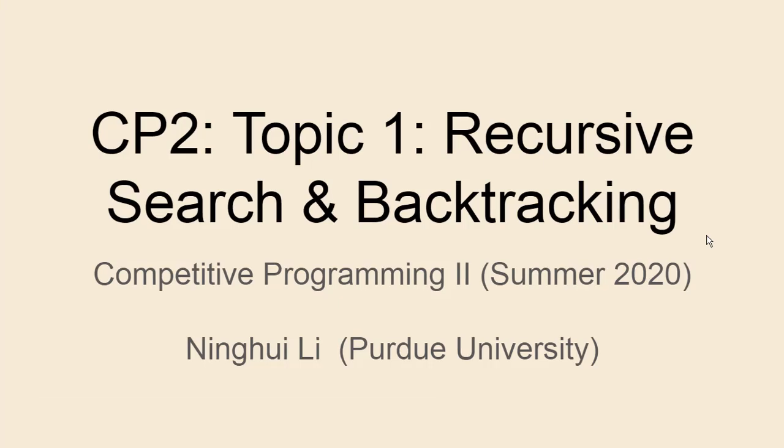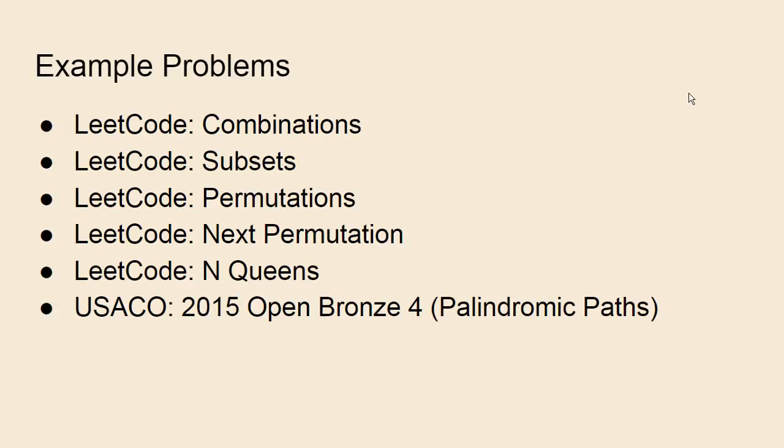Now let's start with the first topic in CP2, recursive search and backtracking. This is a very useful and important topic. Let's study them through some examples. We are going to cover 6 example problems, starting with relatively simple ones until going to the classic recursive search and backtracking problem of n queens.